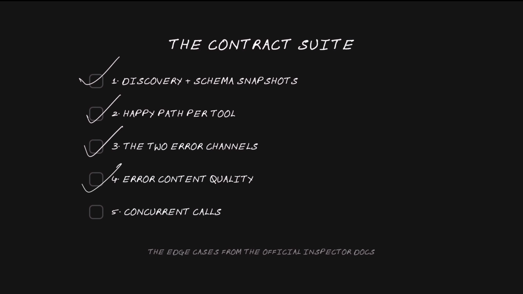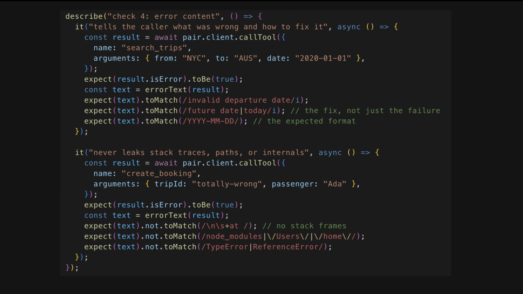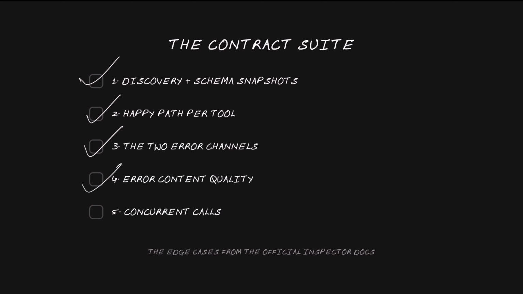And the next is check 4, the error content. So when a tool fails, is the message actually useful? Let's say our message says, "Invalid departure date, must be in the future." Then it helps a model self-correct. Instead, if you send a stack trace, that will not be helpful. And you should also make sure that your errors never leak paths, secrets, or internal details.